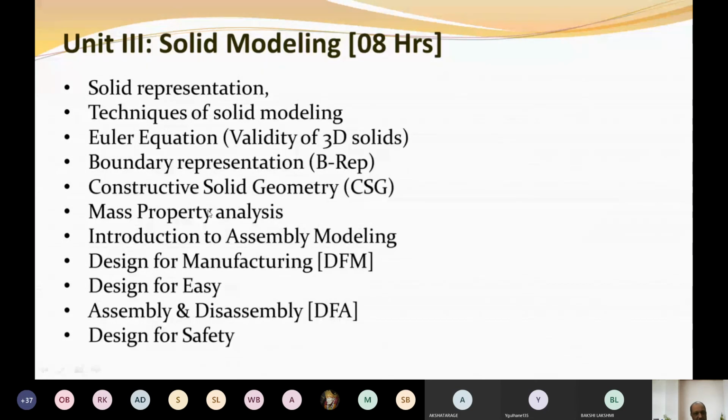This will help us to find out... once we create a solid model, mass properties can be generated.